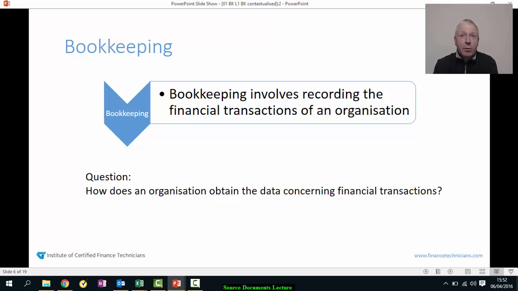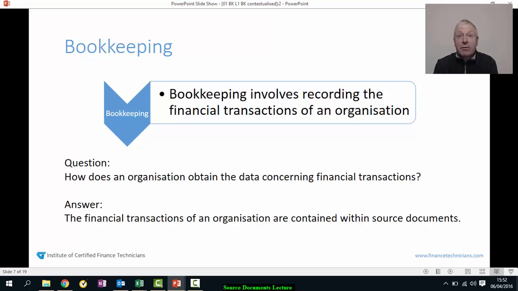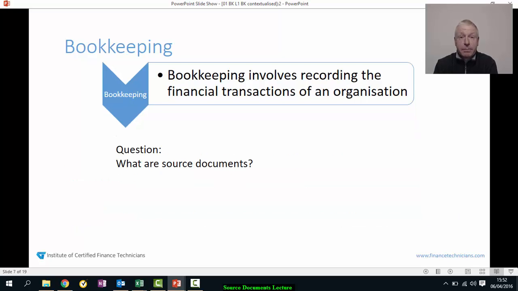So bookkeeping, we've mentioned, involves recording financial transactions of an organization. So where is the data concerning financial transactions obtained from? That would be important. And the answer to that question is it is from source documents. So we need to figure out what source documents are. And in any given organization, you'll have these on either hard copy or soft copy or a combination of both.